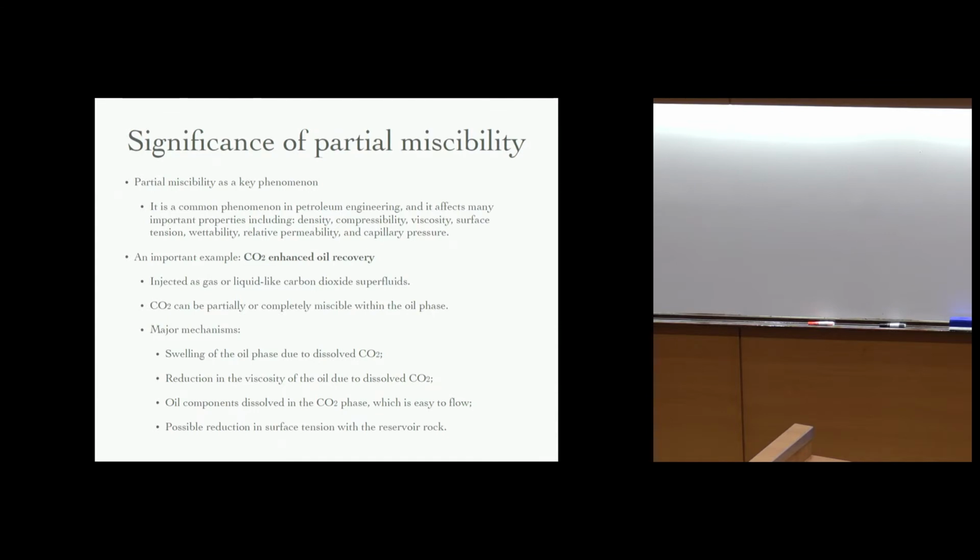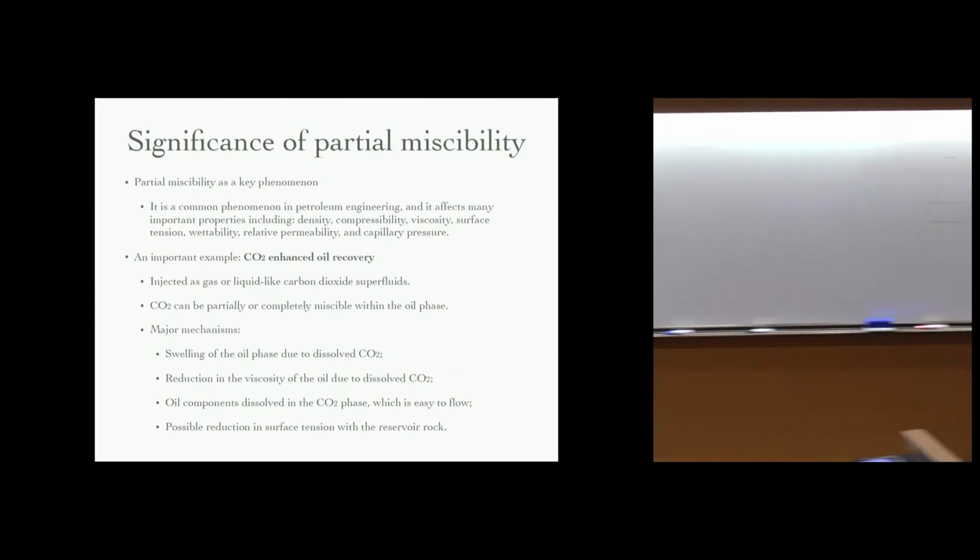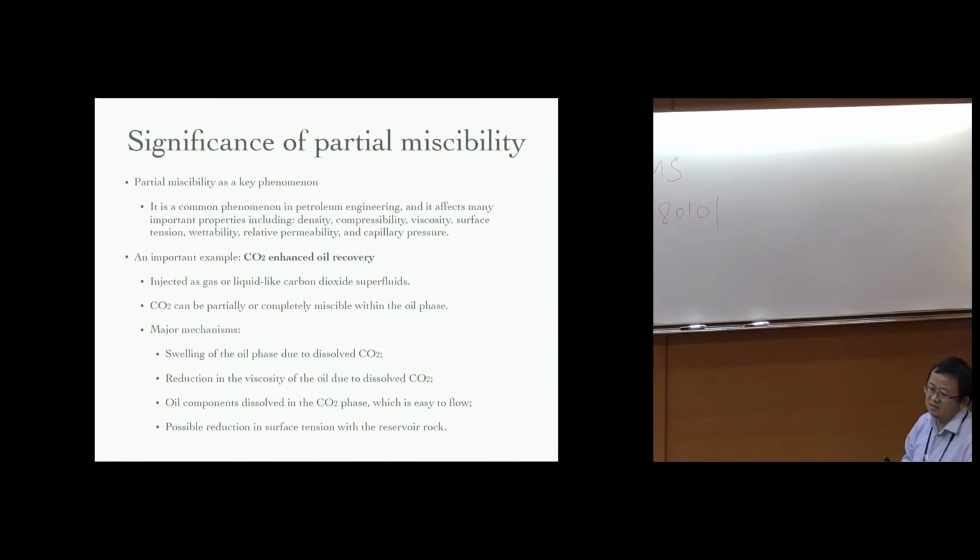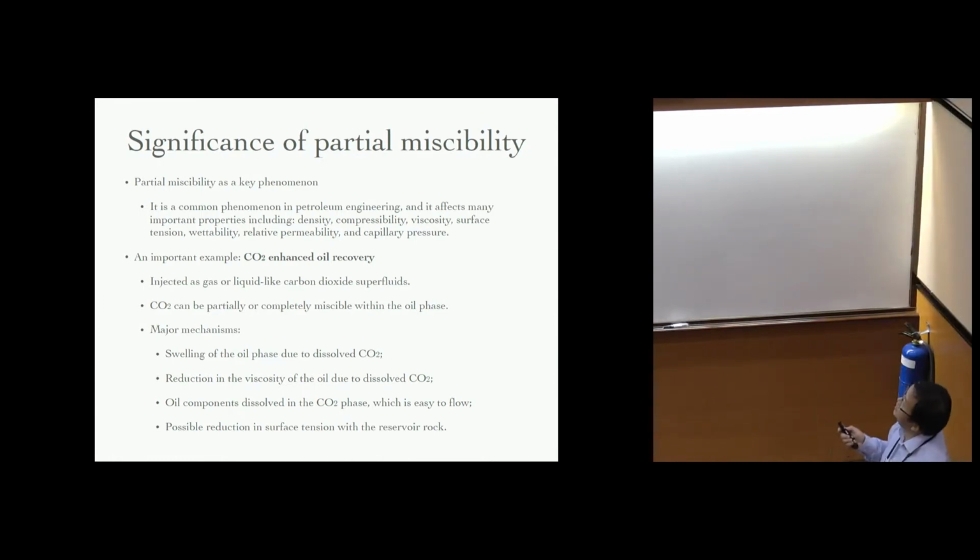And additionally, oil components can also substantially dissolve in the vapor, what we call the CO2 phase, but it's not actually a vapor phase. It's quite dense, but a different phase in the reservoir condition. The CO2 phase has a much lower viscosity compared to the oil phase, so it's easy to flow. And also a reduction in the surface tension can happen. So all of these four mechanisms actually come from the partial miscibility. If we want to study the pore scale reason why CO2 can enhance the recovery of oil, we have to deal with partial miscibility.